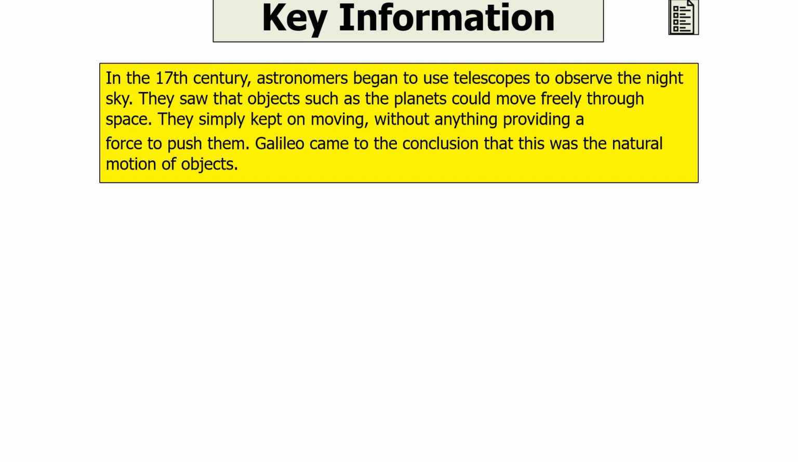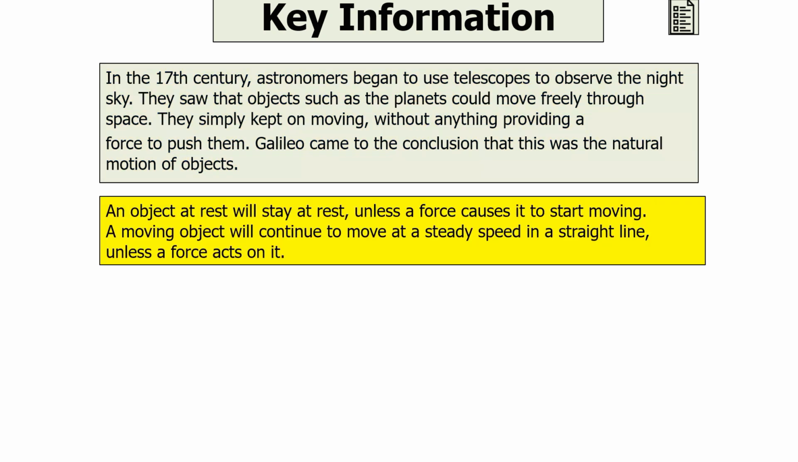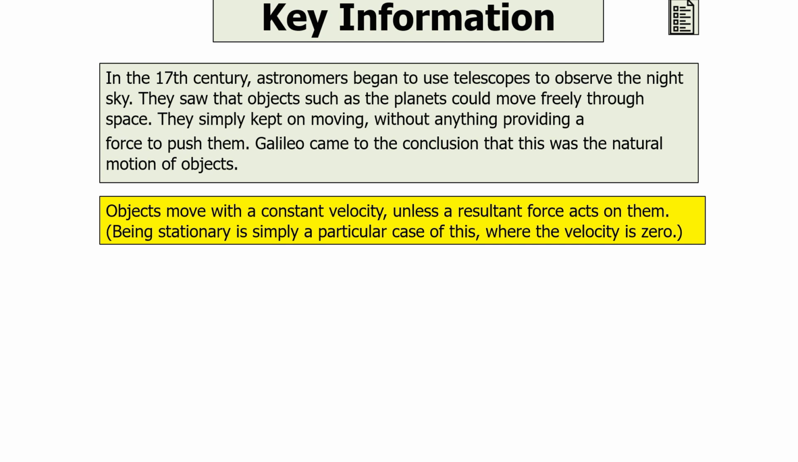They simply kept on moving without anything providing a force to push them. Now Galileo came to the conclusion that this was the natural motion of objects. So it was considered that an object at rest will stay at rest unless a force causes it to start moving. A moving object will continue to move at a steady speed in a straight line unless a force acts on it. So objects move with a constant velocity unless a resultant force acts on them. Now being stationary is actually just a particular case of this, where our velocity is equal to 0.